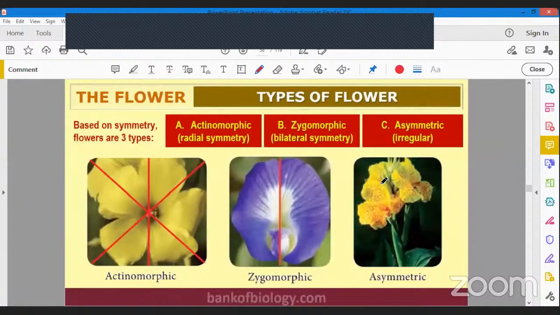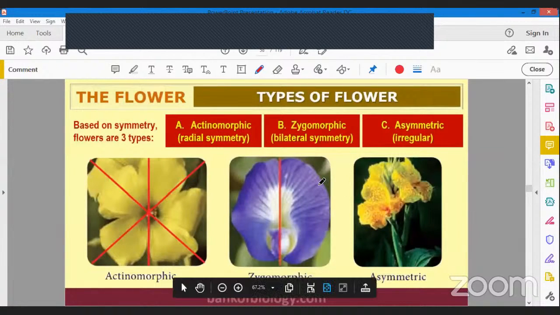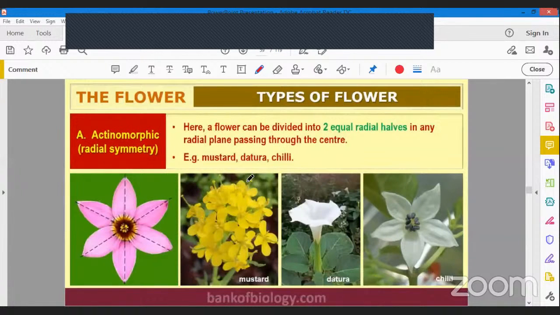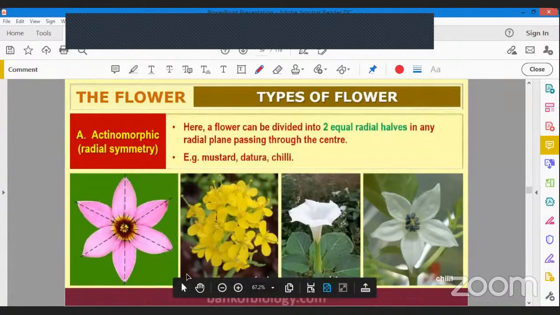Done. So we go to the next part, types of flower. Based on the symmetry, we have three types of flowers: actinomorphic, zygomorphic, and asymmetrical. Now we look at actinomorphic flower. Here the flower can be divided into two equal halves if you cut it along any plane. Can you see here? Along the radial plane going through the center.